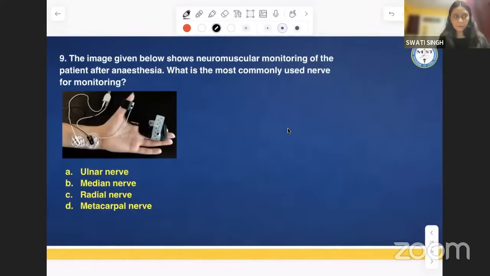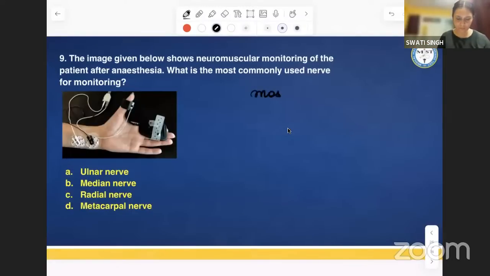I just picked this up from your previous year questions. This is a question which was asked in NEET. The image given below showed neuromuscular monitoring of a patient during anesthesia. So what is the most common nerve which is used for monitoring? It is a simple question, but I will try to manipulate it in a few ways. Number 1, most common nerve monitored during anesthesia.